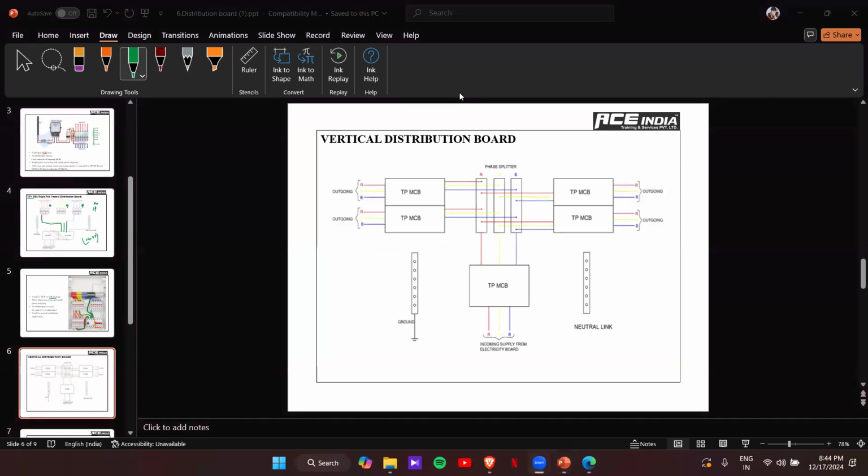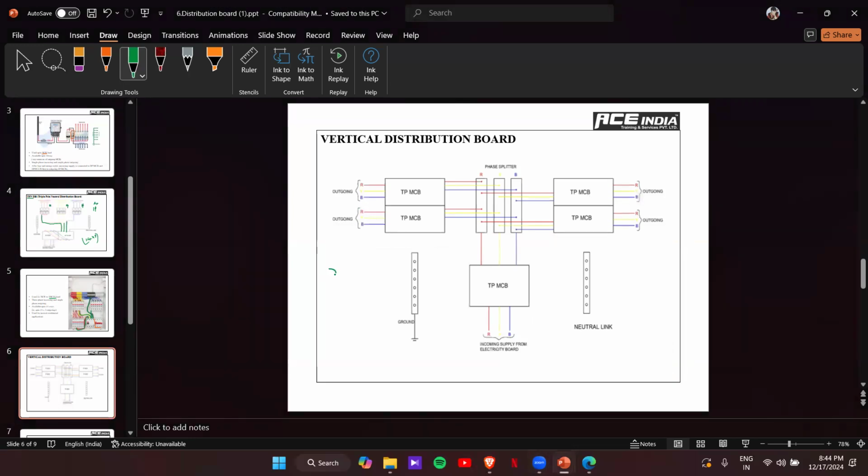And the next one is the vertical DB. This is the only DB in three-phase which has both three-phase incoming and three-phase outgoing. Here a triple pole MCB is used for the main incomer side, so the three phase is connected here. Here we have one more additional element called a phase splitter. A phase splitter is actually a copper bar, like our normal bus bar. This is the R phase outgoing, Y and B, and this outgoing will be connected to the phase splitter.